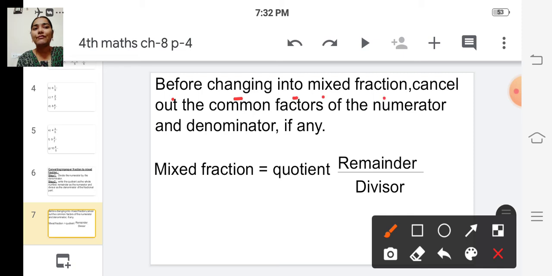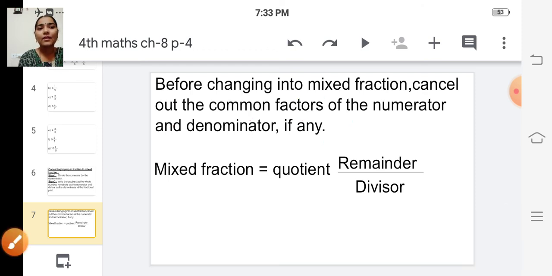Before changing into mixed fraction, cancel out the common factors of the numerator and denominator if any. So first we should check if there are any common factors for numerator and denominator. If there are common factors, then we have to cancel them. The next step is to divide the numerator by denominator, and write this in this format: quotient, remainder by divisor.